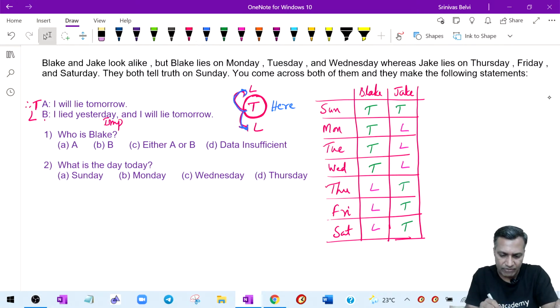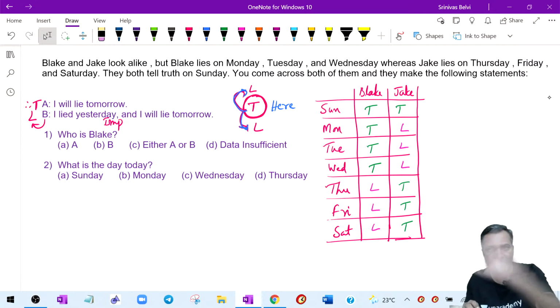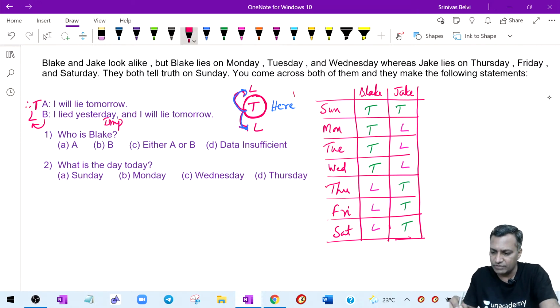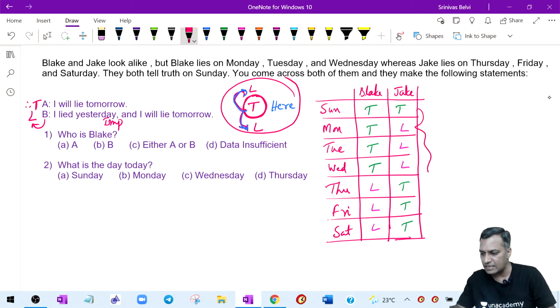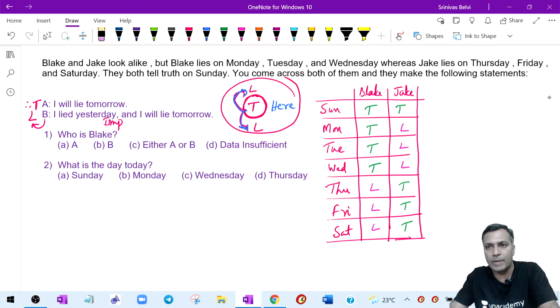Because B's statement can never be made true. Because we don't have this alternating pattern: lie, true, lie. We don't have such a pattern here at all. That is the first thing you notice. That's what I'm asking you to do.